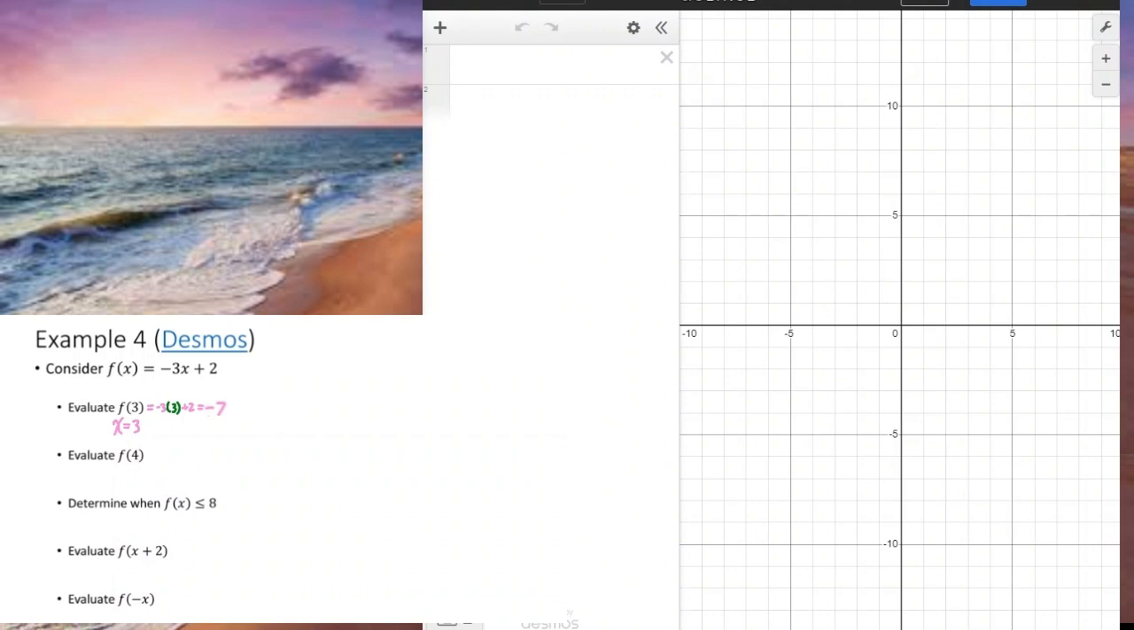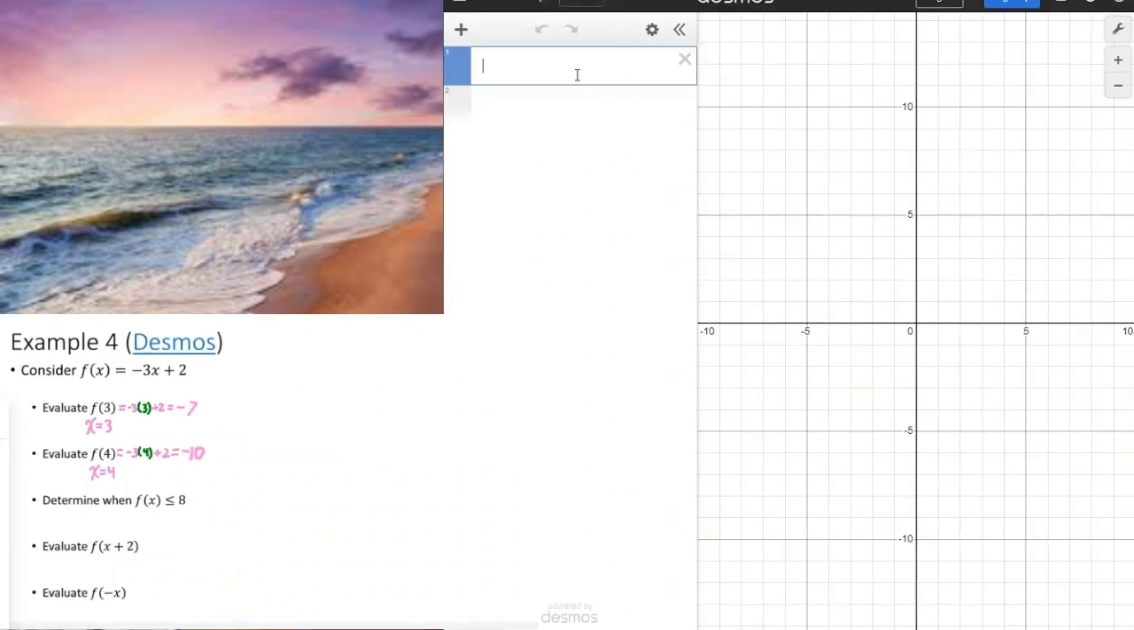Next, we'll evaluate f of 4, which means x is 4, and we're going to plug that into our function f. Everywhere I see an x, I'm now going to replace it with the number 4. We have negative 3 from the equation times x, which we're replacing with 4, plus 2 from the equation. Follow order of operations. Negative 3 times 4 is negative 12, plus 2 is negative 10.